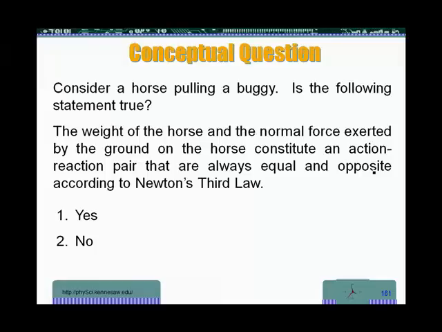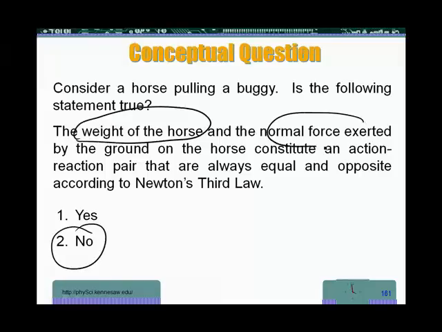Consider a horse pulling a buggy. Is the following statement true? The weight of the horse and the normal force exerted by the ground on the horse constitute an action pair that's always equal and opposite according to Newton's third law. Again, it's a no, because the weight of the horse and the normal force, they are forces of different nature. Remember, for action-reaction pair, they have to be of the same nature.